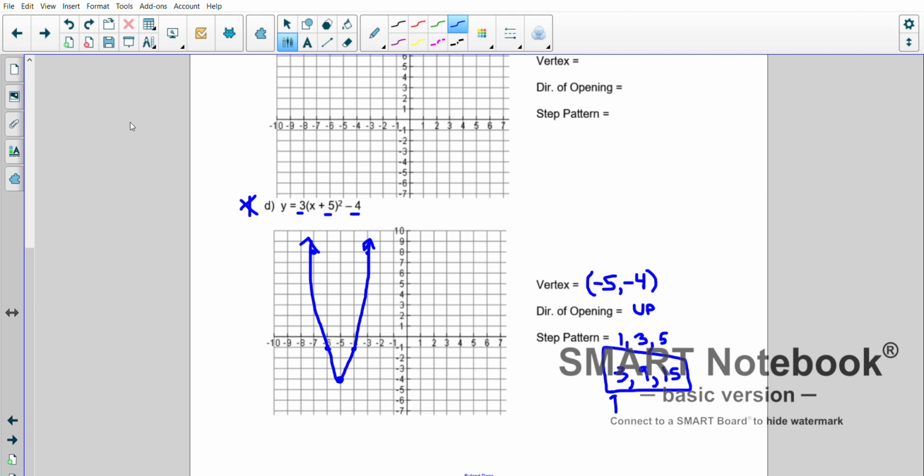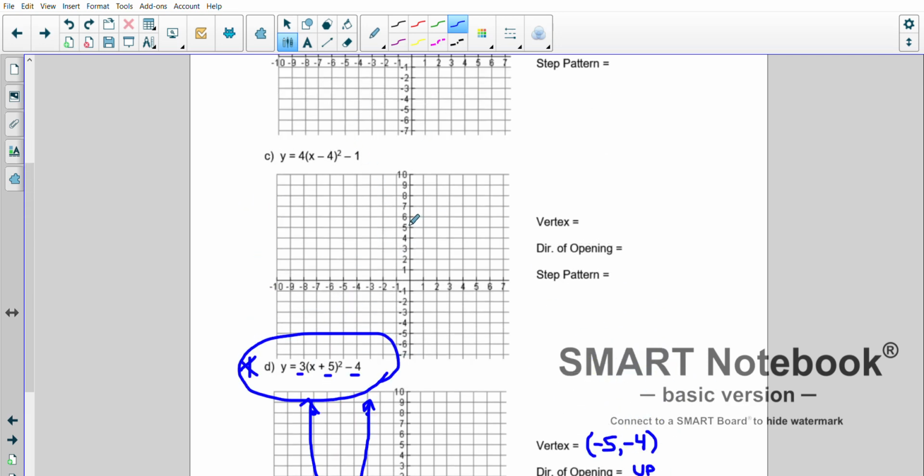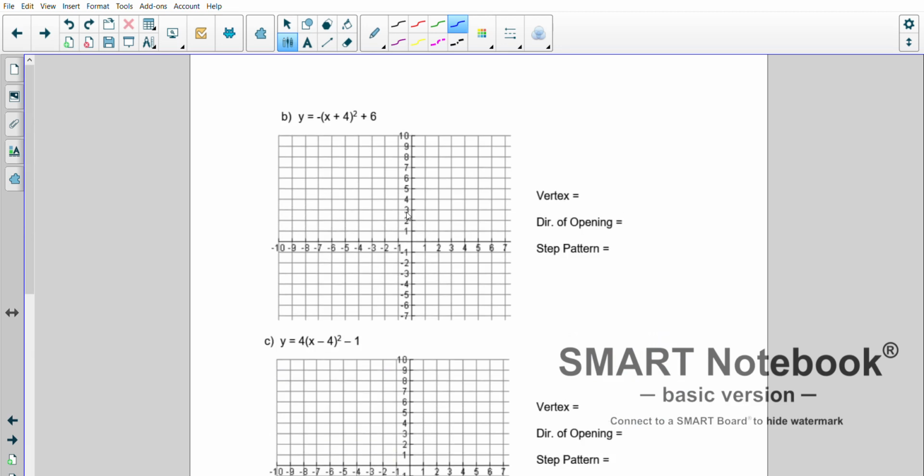This is the main idea. If you can get to this point where you're just looking at this, identify the vertex, identify the step pattern, make the graph. So again, make sure you put in the effort on these questions and go from there.